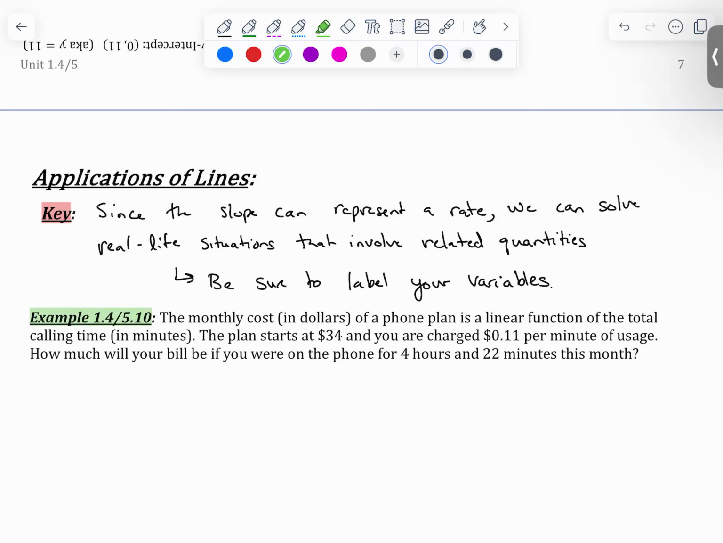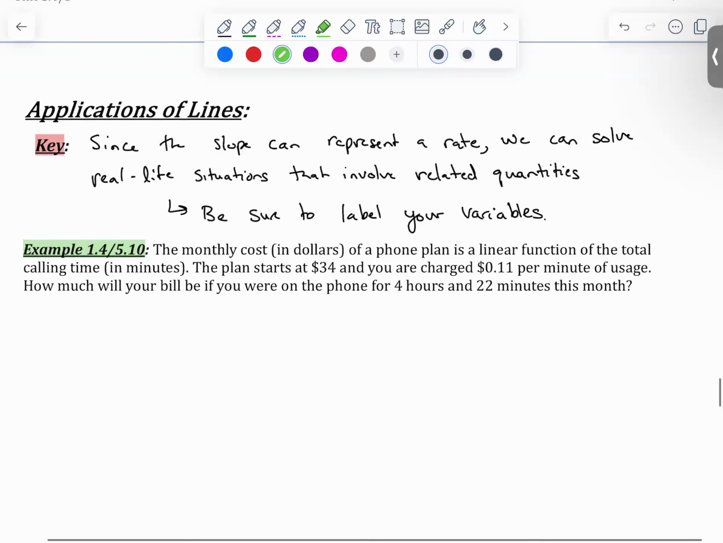So with this one, the monthly cost in dollars of a phone plan is a linear function of the total calling time in minutes. And so the plan starts at $34 a month and you are charged 11 cents per minute of usage. How much will your bill be if you were on the phone for 4 hours and 22 minutes this month? So, first and foremost, we can see this as a linear function.